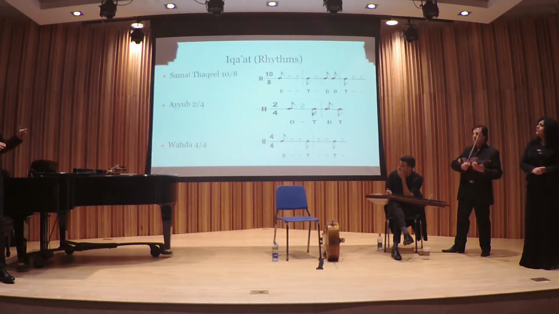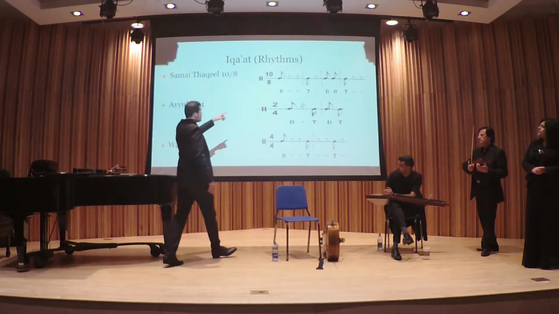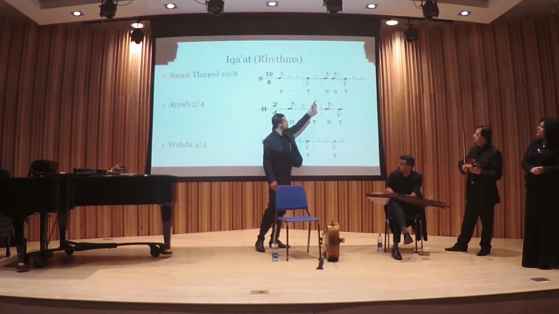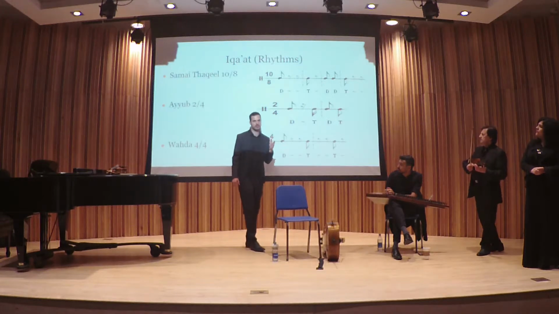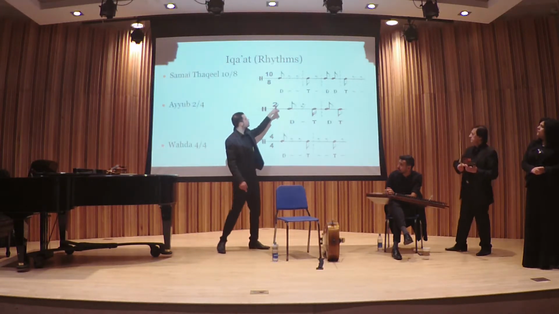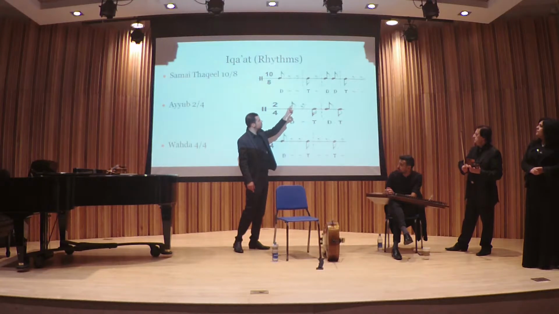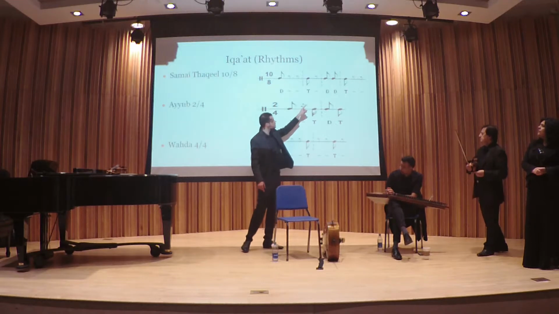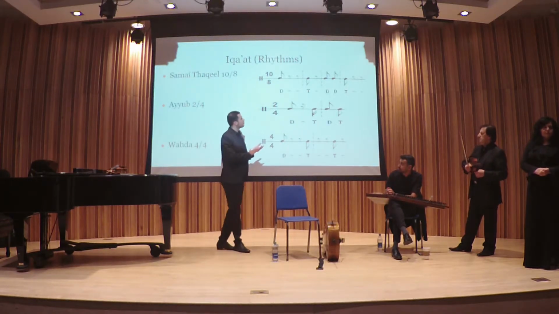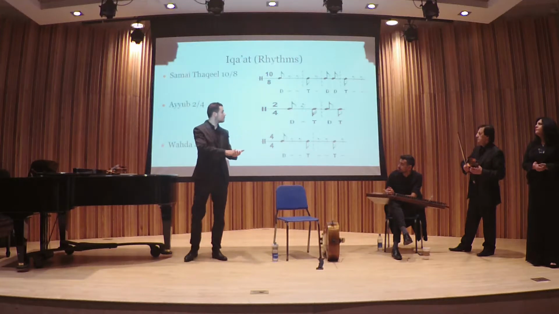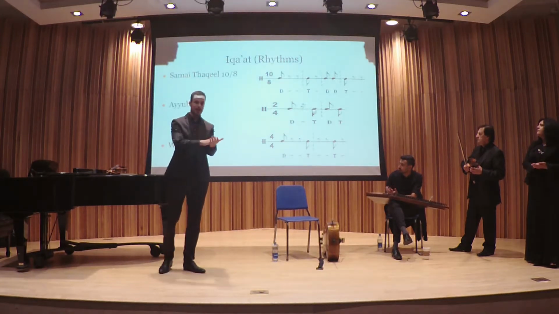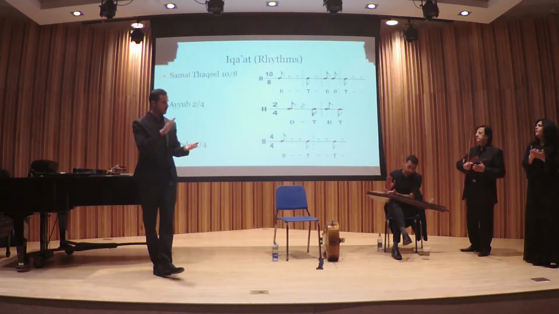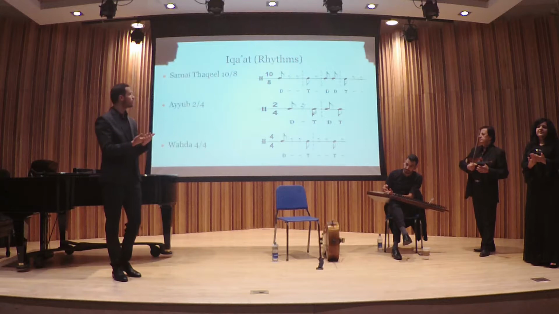So if you notice, it's grouped in 1, 2, 3, 4 groupings. 1, 2, 3, 1, 2, 1, 2, 1, 2, 3. And we think of it in eighths, we don't think of it as in quarters. Or you can think of it as 1, 2, 3, 4, 5, 6, 7, 8, 9, 10.